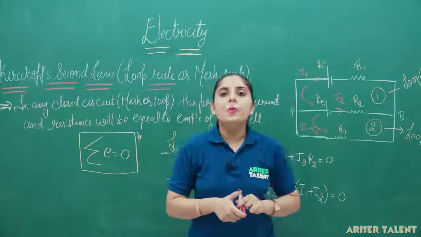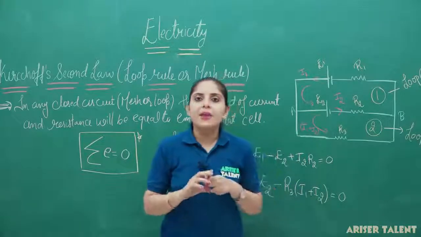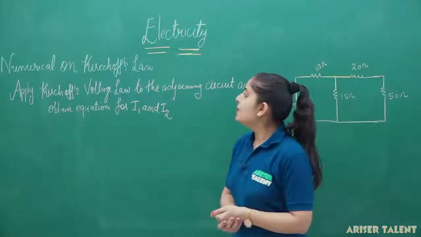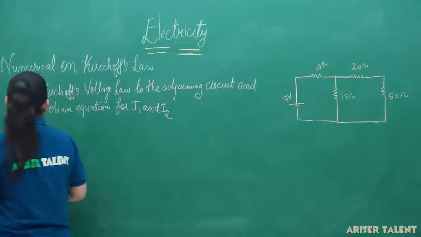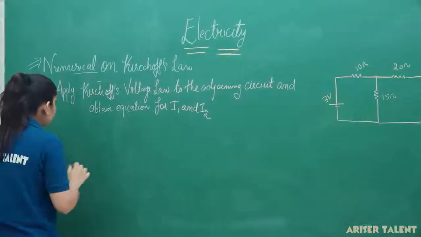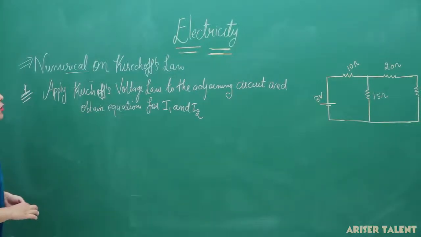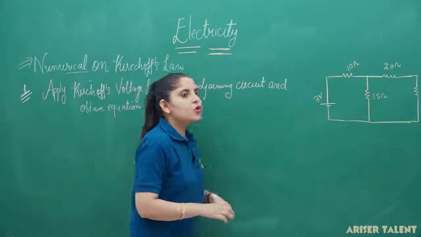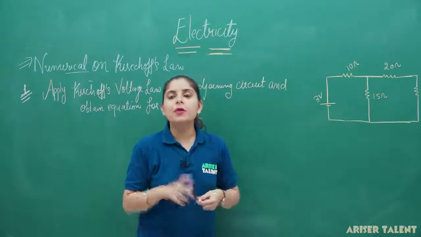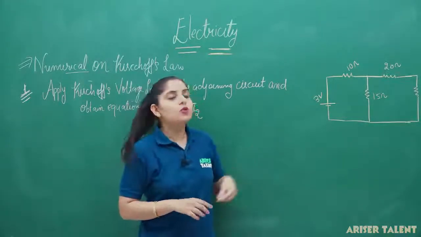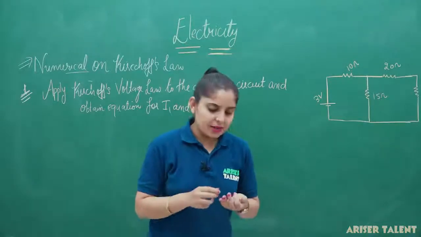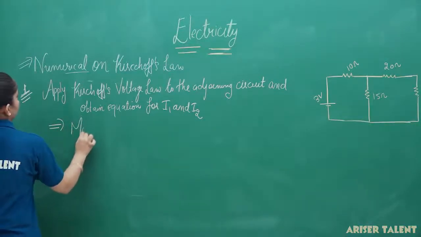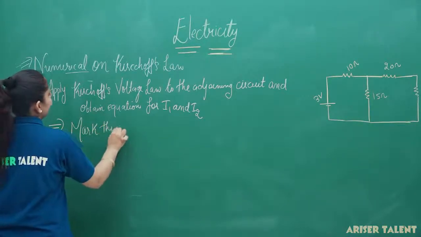Now, let's do a numerical problem on this topic. So, this topic has been cleared to you. So, let's do a question here. This is our numerical that is completely based upon Kirchhoff's law, and what you have to do here is apply Kirchhoff's voltage law to the adjoining circuit and obtain the equations for I1 and I2. The first step is to mark the direction of the current in the circuit.